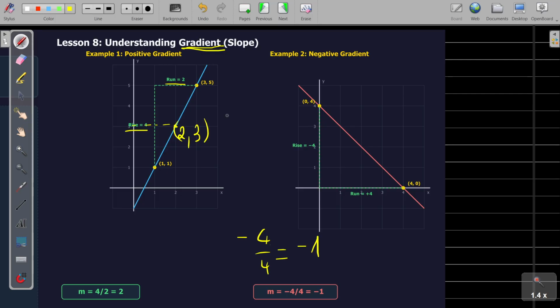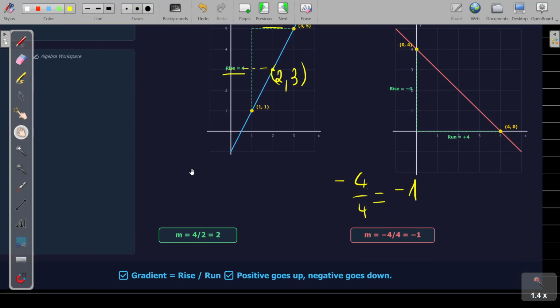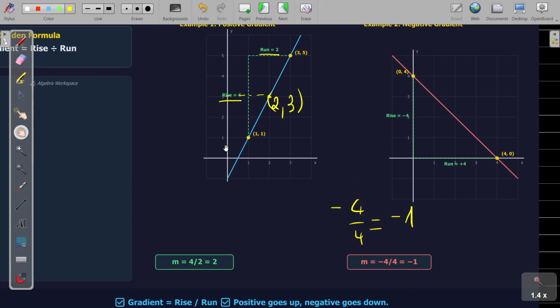So today's habits are very simple. There's not much to write. There's no real workspace here. It's just always remember the formula rise over run, and always check the direction. Positive goes up, negative goes down.